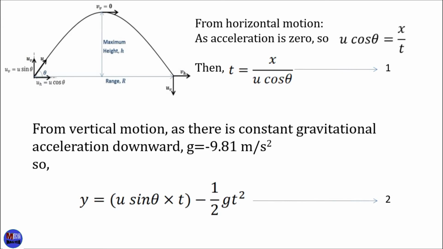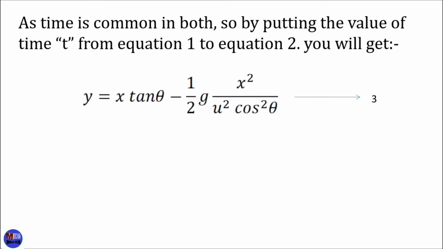You have to put y on the place of x because y is general position, and the vertical component of velocity is u sin theta. So you can simply write y equals to u sin theta into t minus half gt square, and after that you have to put the value of time t in the equation 2, and after putting the value of time from equation 1 to equation 2, you will find that y equals to x sin theta minus half gx square by u square cos square theta. That is a parabolic equation. So you can simply say that in projectile motion, our object will follow a parabolic path.